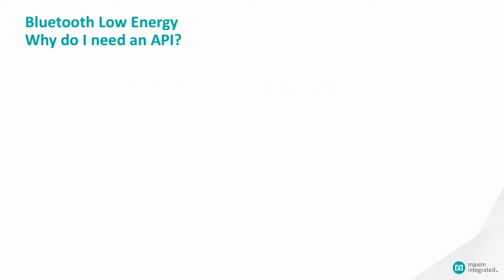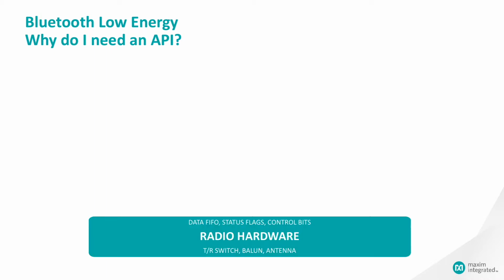Let's explore this a little bit. At the bottom of the stack is the radio hardware. Now, it contains the transmitter and receiver, which, when you think about it, are really just mechanisms that couple the air interface, the transmit-receive switch, perhaps a matching balun, certainly an antenna, to some hardware that exposes data to something. That hardware probably consists of a FIFO to manage inbound and outbound traffic, and a set of status flags and control bits in registers. And that's great.